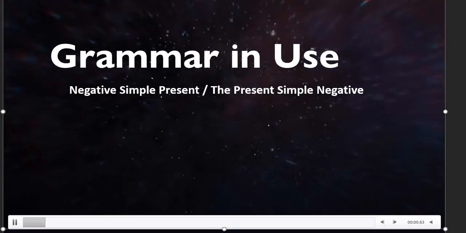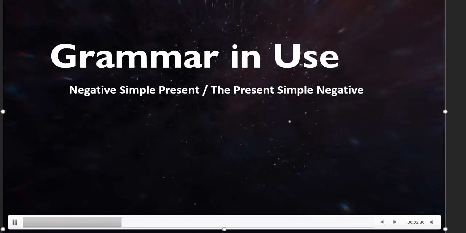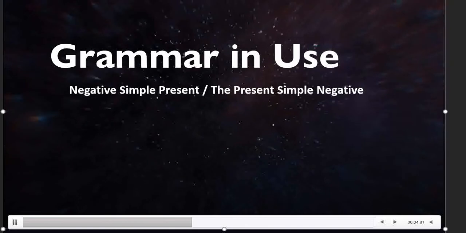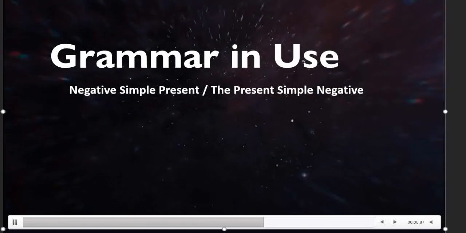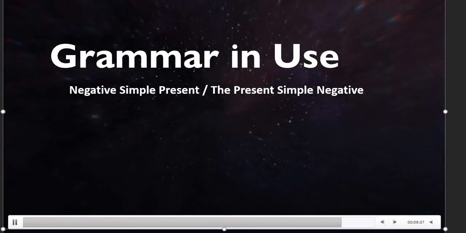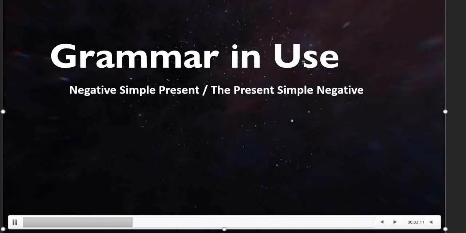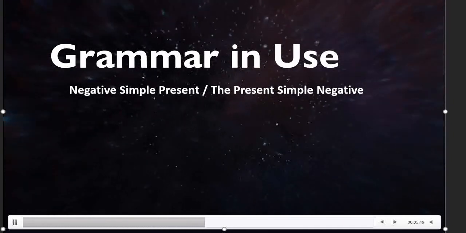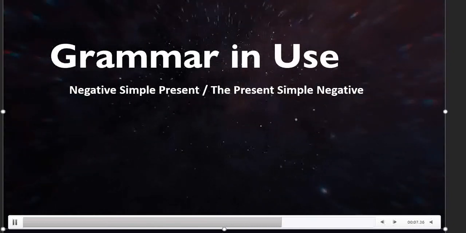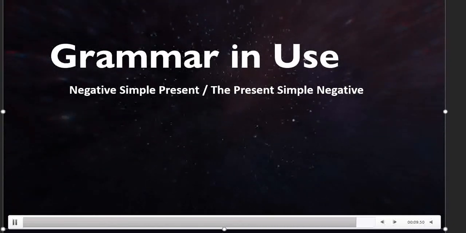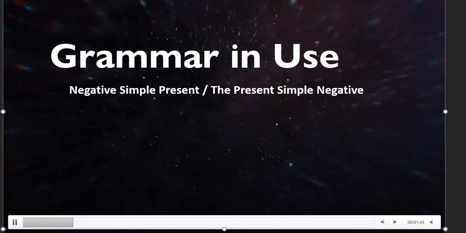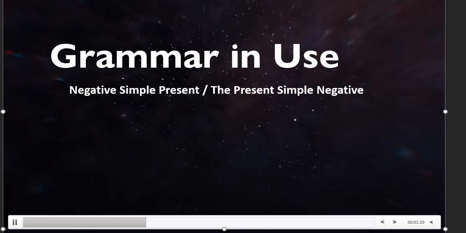In this lesson, we are going to explore the negative simple present tense, or the present simple negative form of the verb. You're requested to keep a notebook and pen handy so that we can make a note of the examples and construct some example sentences as we go along. Let us begin.